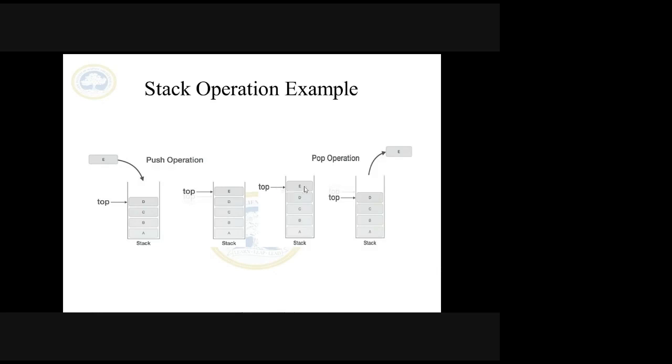When I call the pop operation, the first removal will be E. Then the top is decremented, so it comes to D. Again, if I call pop, D is removed, then C will be removed. Likewise, B will be removed, and A will be removed. So this is the standard way the push and pop operations work.